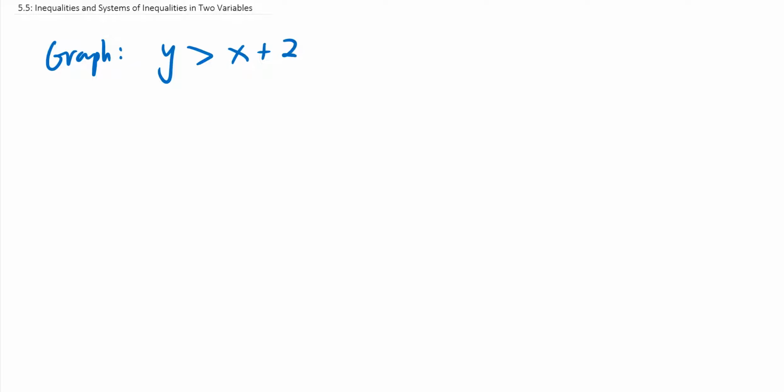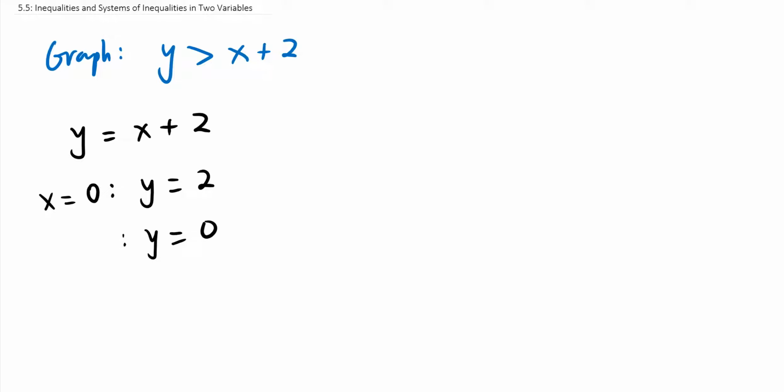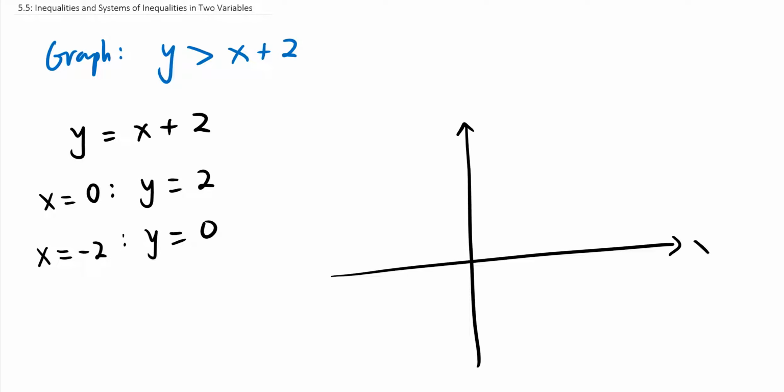To do this, just switch that inequality sign. If it's bigger than, less than, or less than or equal, just make it equal to, and then graph this straight line. The easiest way usually to graph is using intercepts. So set x to 0, y would be 2. If you set y to 0, you get x plus 2 equals 0, x is negative 2. So we have 2 points to plot. The first one is (0, 2), and the second one is (negative 2, 0).